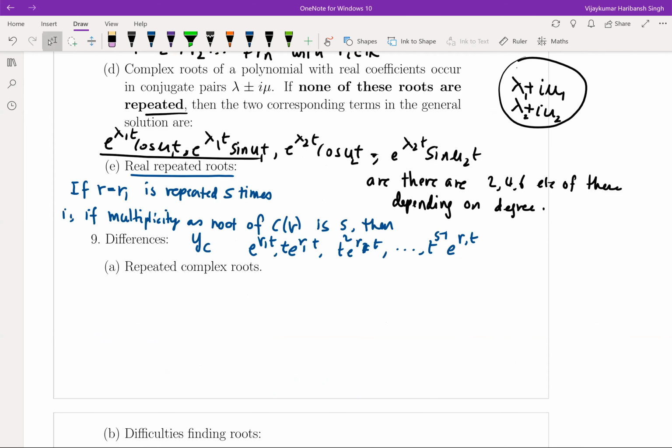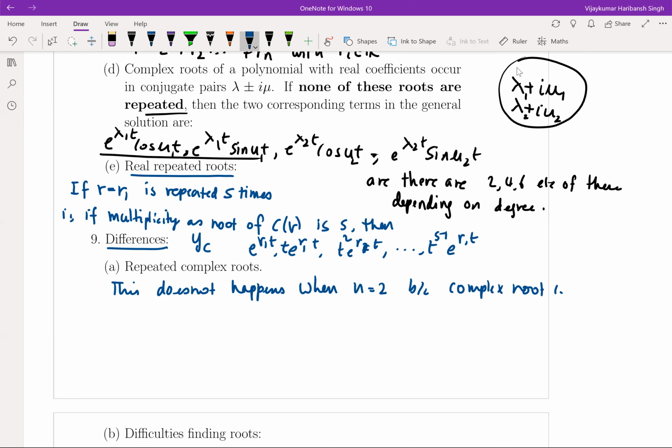Now, repeated complex roots. This is a difference, right? We haven't seen this before. Why? Because this does not happen when n equals 2, because complex roots come in pairs. There was only room for one pair of complex roots. But this will occur if your differential equation is of higher order.